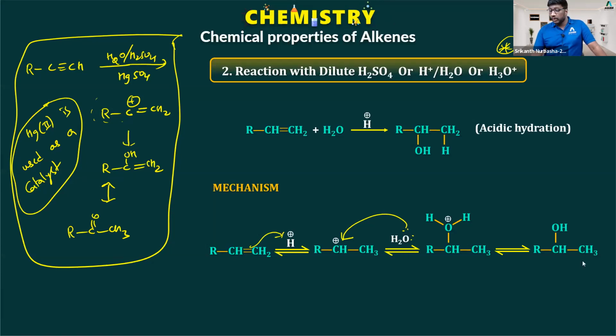So acidic hydration occurs, addition of water happened. Whenever you treat alkene with H2O in the presence of H plus medium, addition of water occurs and carbocation is the intermediate. The same addition of H2O you can do with two other reactions which I have discussed earlier. What are those reactions? Addition of water to alkene. Anyone remember? Hydroboration-oxidation, oxymercuration-demercuration.